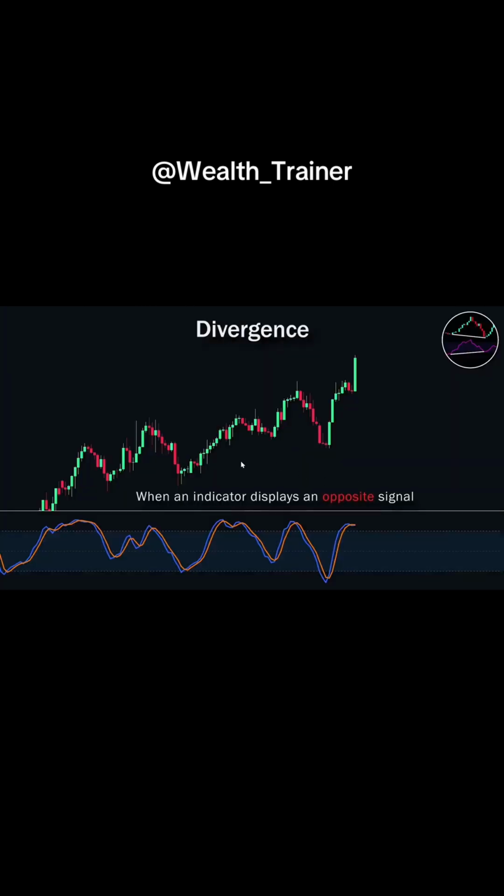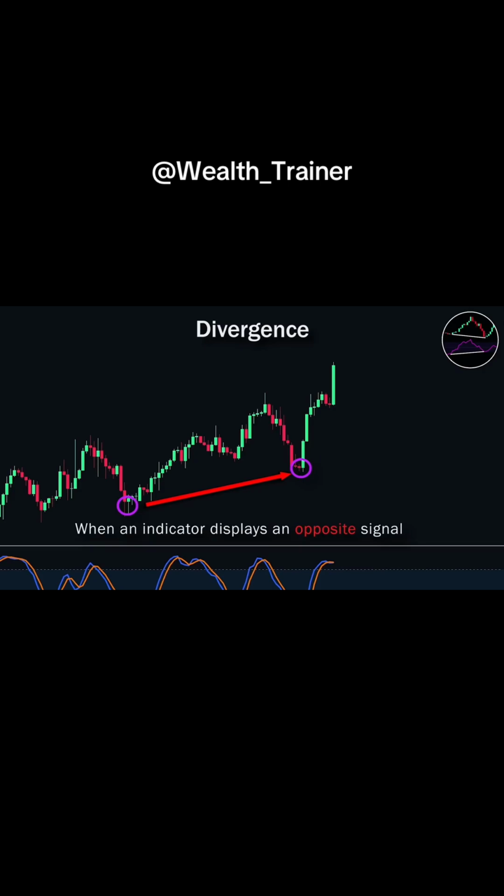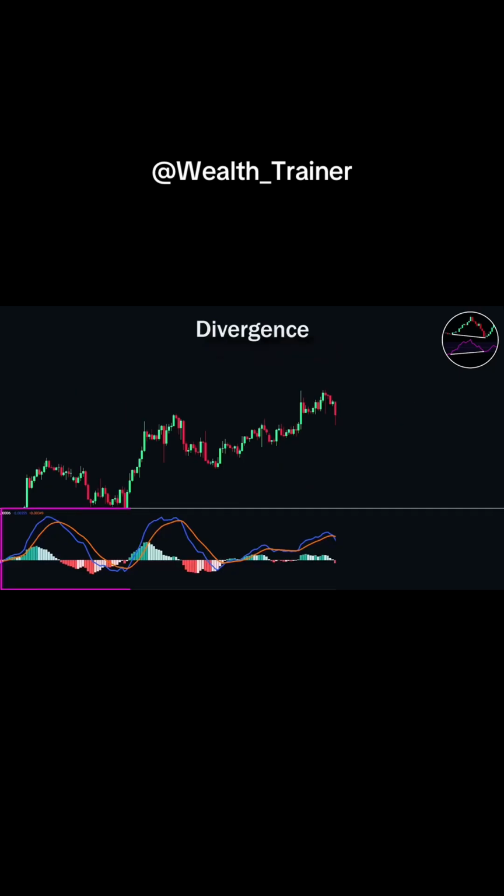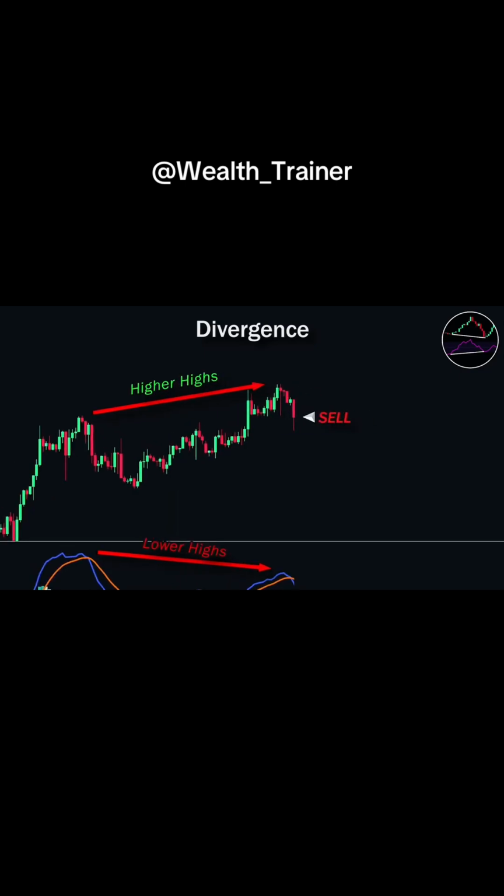Divergences. Divergences occur when an indicator displays an opposite signal of the real price movement. When this happens, it is usually a sign that the trend might reverse. Divergences can occur in many indicators such as the MACD, stochastic, and the RSI. For example, here, using the MACD indicator, you can see that the price is forming higher highs, which is bullish, but the indicator shows the opposite, lower highs, which is bearish. In this case, this is a bearish divergence, which signals that the price may form a reversal, and so you can take a sell position.